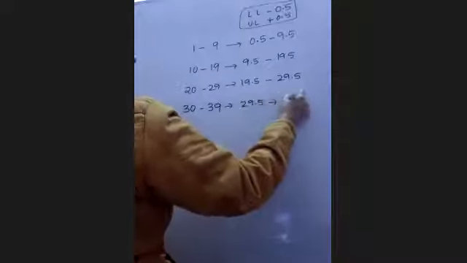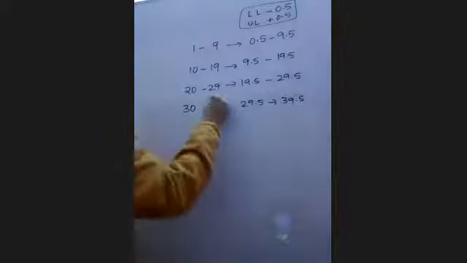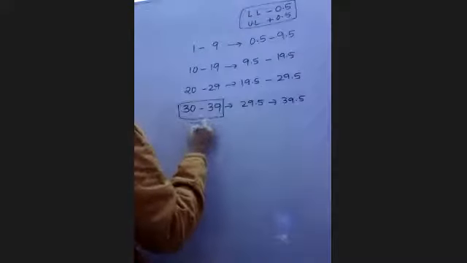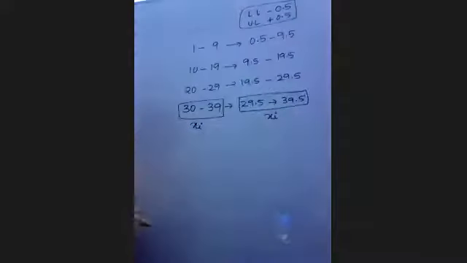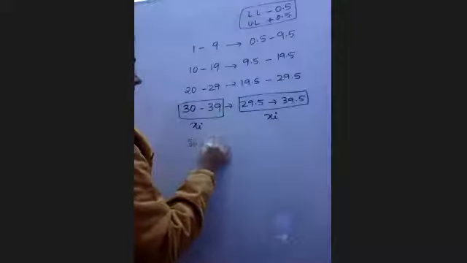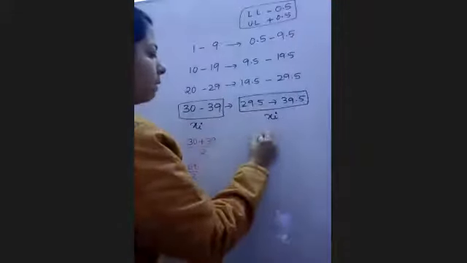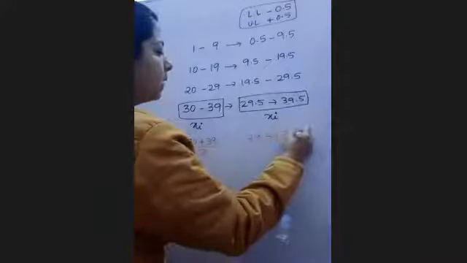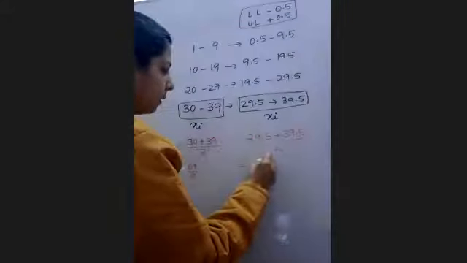29.5, 39.5. The continuity, if you see... I told you to calculate the class mark of this interval and the class mark of this interval. Let's see, are they going to be the same or different? The formula for class mark is lower limit plus upper limit divided by 2. So this is 69 by 2. Here it would be 29.5 plus 39.5 divided by 2, which comes out to be 34.5.